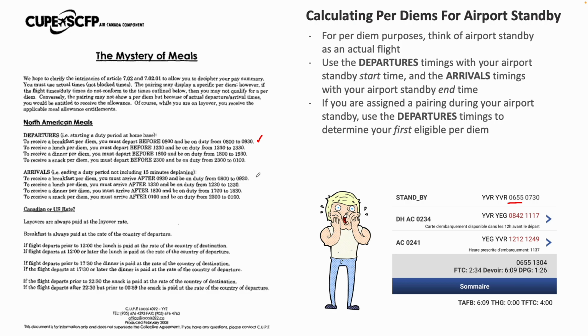If we go to arrivals, we can still add in that breakfast per diem. And then looking at the last flight, that is AC 241, it arrived at 12:49 p.m. and checkout time was 1:04 p.m. Did we arrive after 1:30 p.m.? No, we did not, so we're not eligible for lunch. Breakfast, therefore, is the only per diem we are entitled to in this particular duty day.